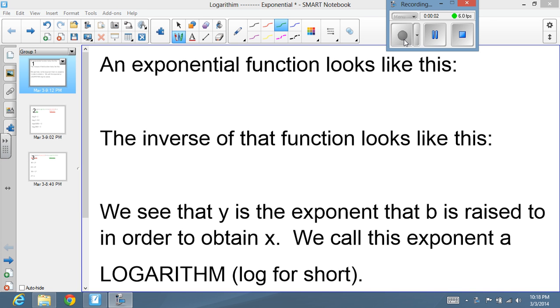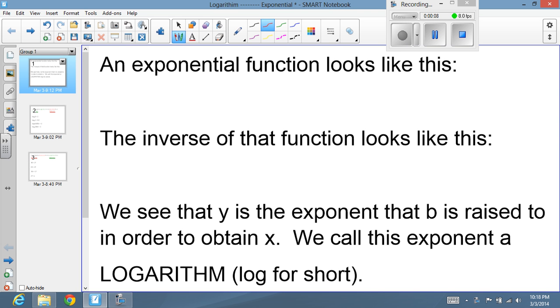Okay guys, new topic, something you haven't seen before probably, so make sure you're taking good notes and you're following along with me here. An exponential function. We know what those look like. We just got done graphing those in the previous section. Let's say we had something like y equals 2 to the x power.